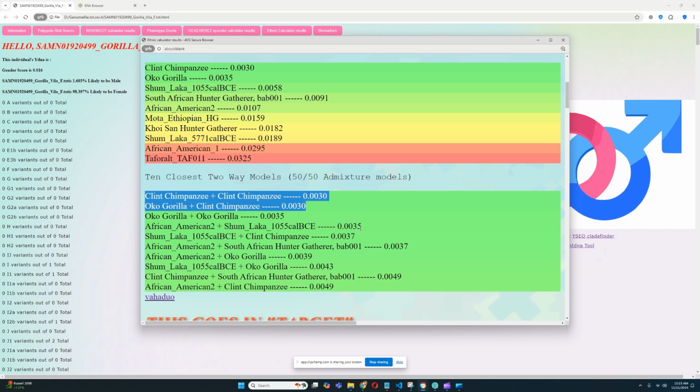But I don't have that. In my calculator, I don't have a non-human anchor group. I have all human anchor populations, and that is why chimpanzees and gorillas score very similarly to certain human groups. In this case, it is Africans who they score very similar to.